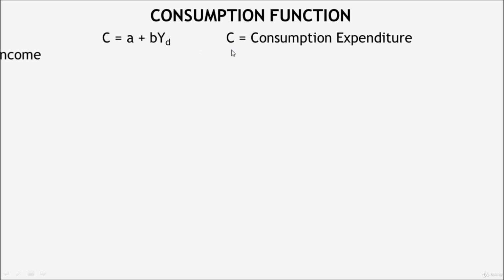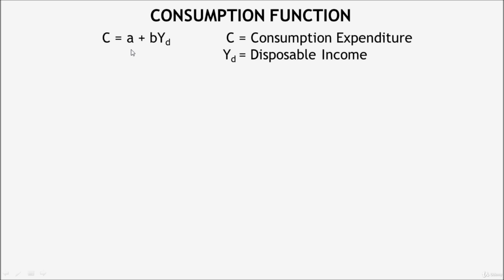Let us now see the form of consumption function in equation. Here is the consumption function. C equals A plus B YD. Here C is consumption expenditure and YD is disposable income. A and B are two parameters. And the positive sign confirms the positive relationship between consumption expenditure and disposable income.